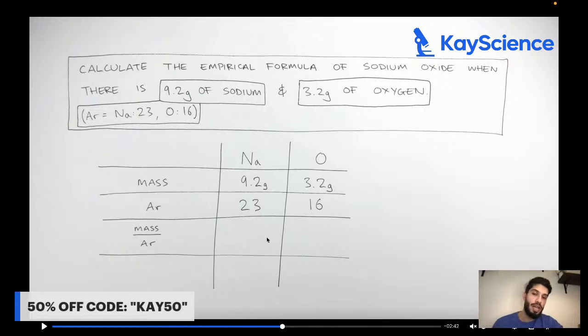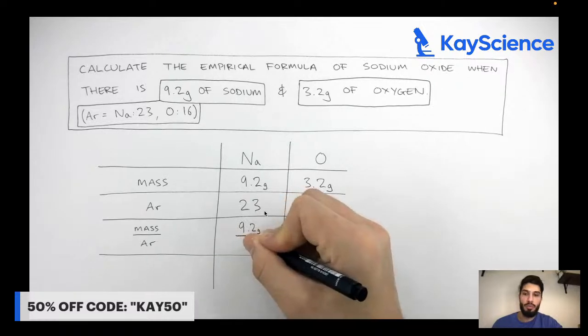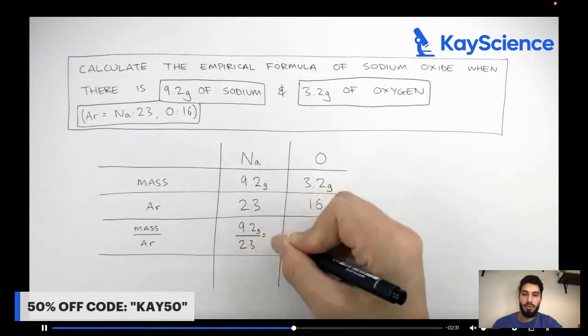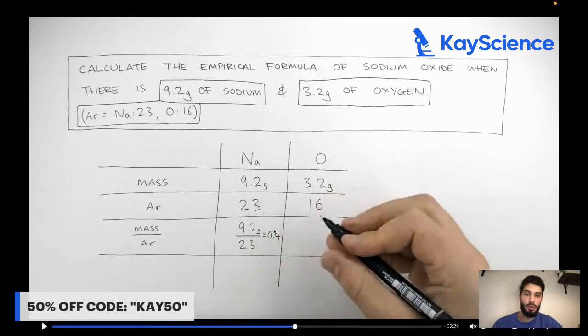So doing the calculations of mass divided by AR would be 1 mark. So we now do this calculation where it's mass divided by AR. Okay, so we do 9.2 grams divided by 23, which in the calculator equals 0.4.